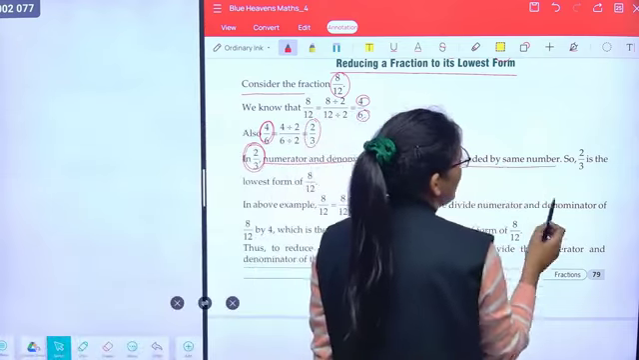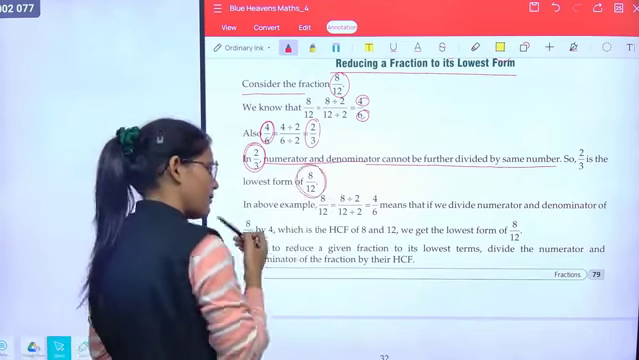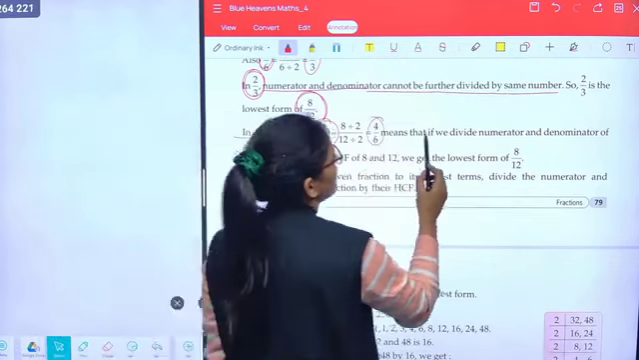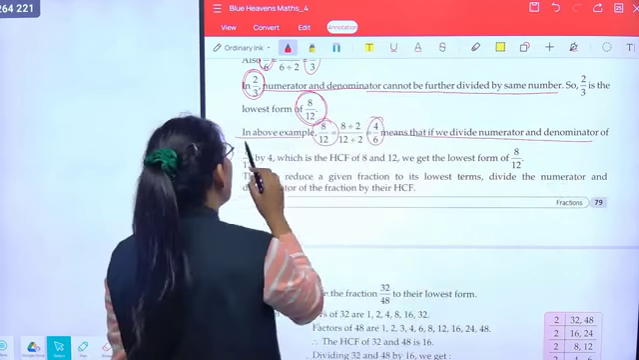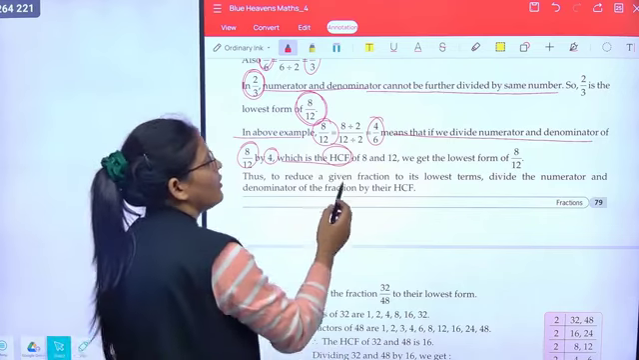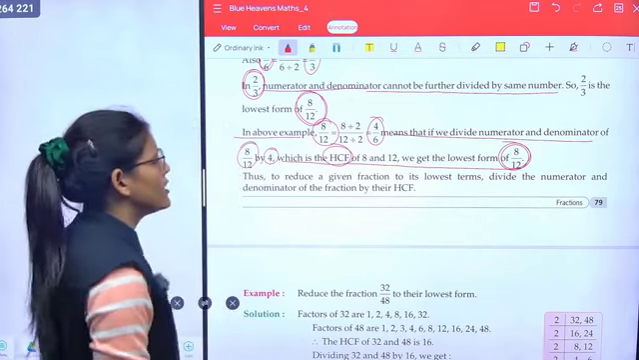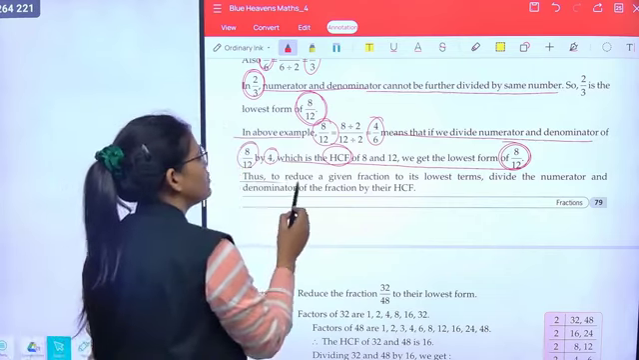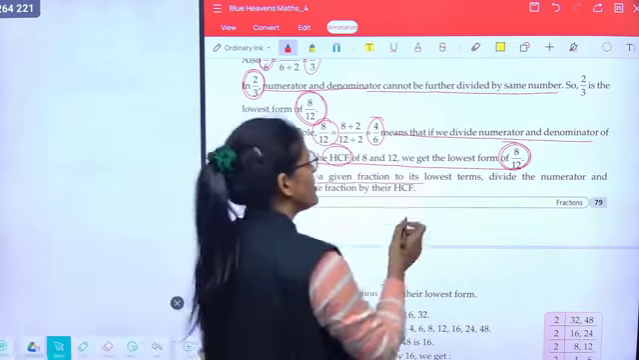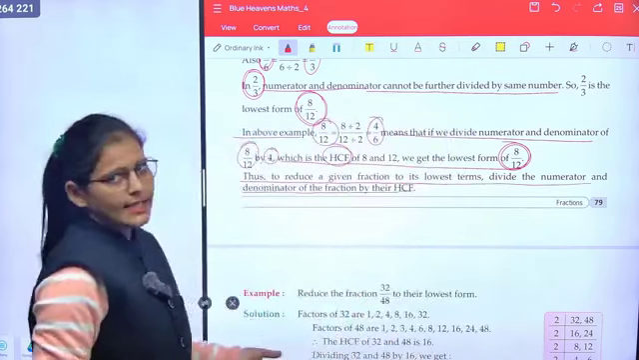Cannot be further divided by the same number, so that is, 2 upon 3 is the lowest form of 8 by 12. In the above example 8 by 12, 4 upon 6, if we divide the numerator and denominator of 8 by 12 by 4, which is the HCF of 8 and 12, we get the lowest form. Directly we get the lowest form of 8 upon 12. Thus to reduce a given fraction to its lowest term, divide the numerator and denominator of the fraction by their HCF. Okay.